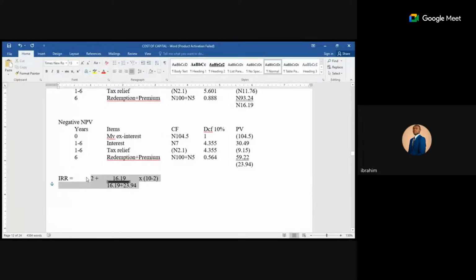Let's break it down one after the other. This is 8, right? You divide this first, then you multiply by 8, then you now add 2. So what do we have? 21.15. Is that correct? Or 22%? Is it correct? Please confirm. Are we good?